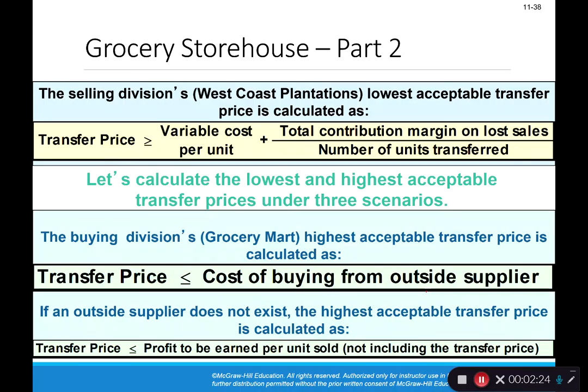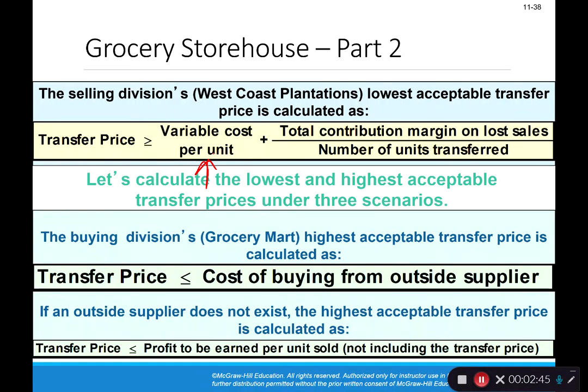And the selling division is going to have to figure out what their lowest acceptable transfer price is. Well, hopefully it makes sense that the seller certainly isn't going to want to sell it for any less than their variable cost per unit, right? Because if it costs them $10 to harvest the oranges, they certainly can't sell the oranges for less than $10 or they'd be losing money.